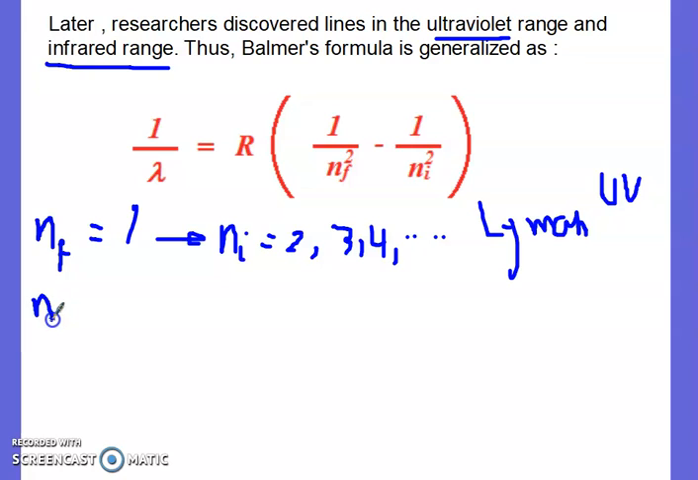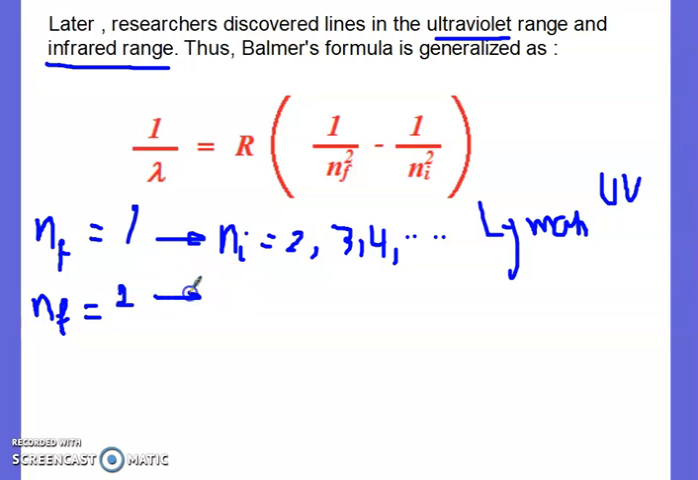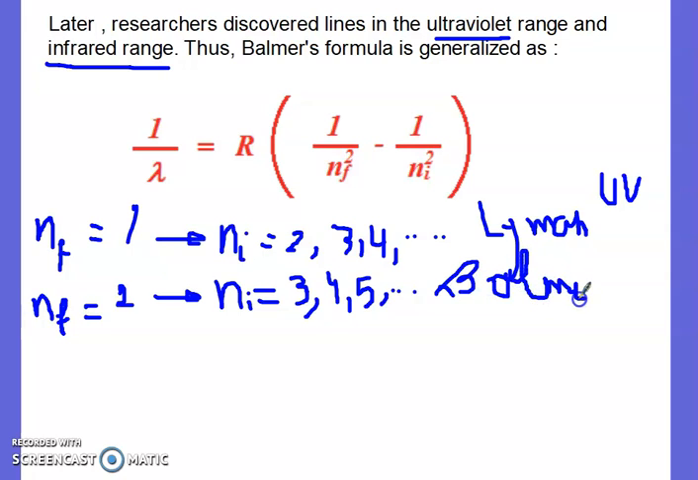For n final equal 2, here n final 2, we obtain what? This formula, which is the Balmer series. So n initial must start at 3 and 4 or 5, clear, etc. Then we obtain what we call the Balmer series, which is visible and ultraviolet.